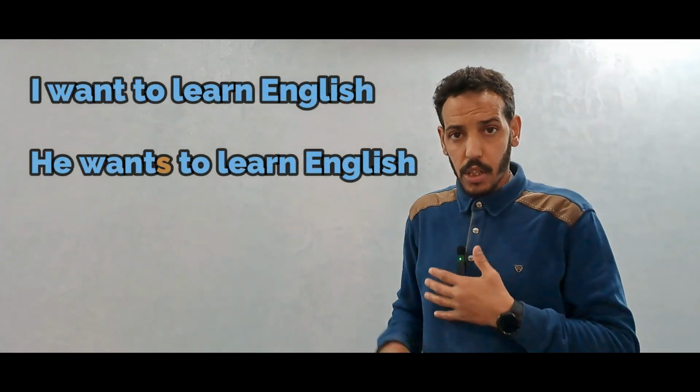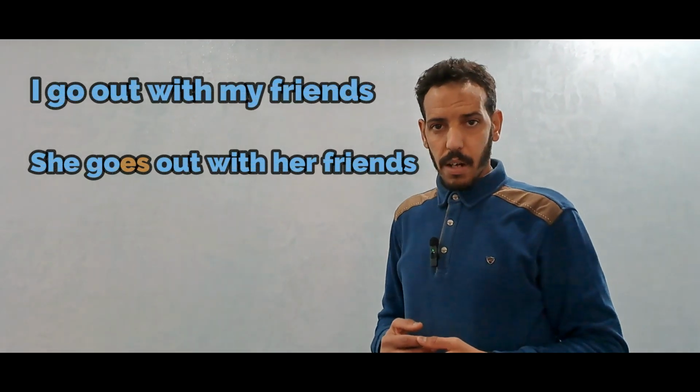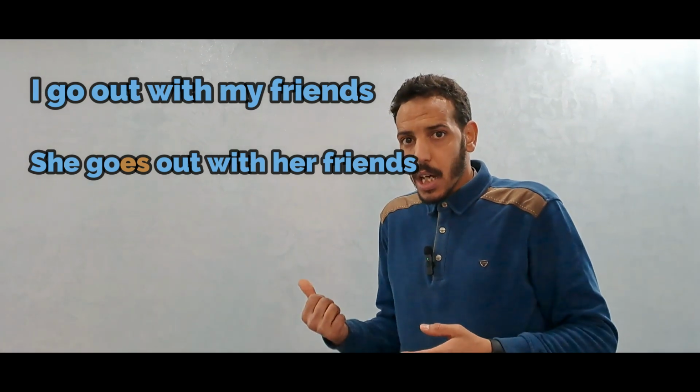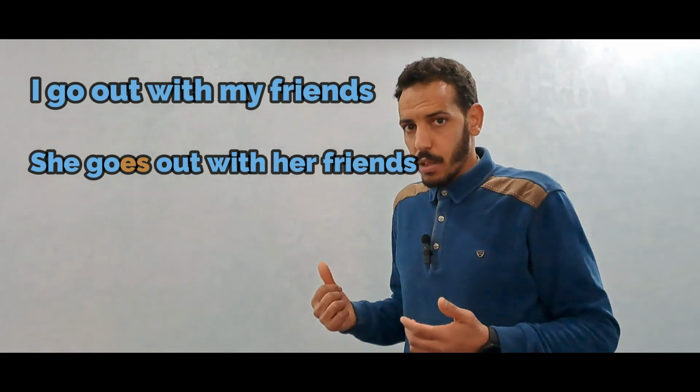I want to learn English. He wants to learn English. So I, you, we, they, never change the verb. He, she, it, change the verb, okay, in the simple present. Another example, go out with my friends. I go out with my friends. She goes out with her friends. You understand? She goes out with her friends.